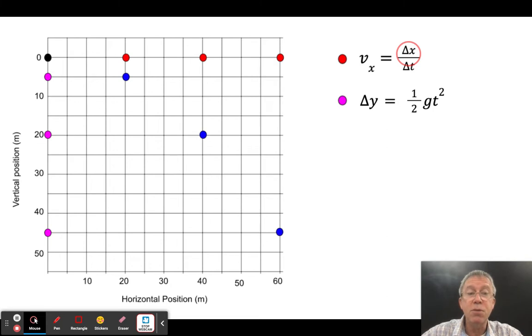Now I threw it at 20 meters per second. So 20 times 1 second means after 1 second, it's traveled 20 meters horizontally. After 2 seconds, it's traveled 40 meters horizontally. After 3 seconds, it's gone another 20 meters, and now it's traveled 60. So every second it's going to go 20 meters because it's traveling at a constant rate.